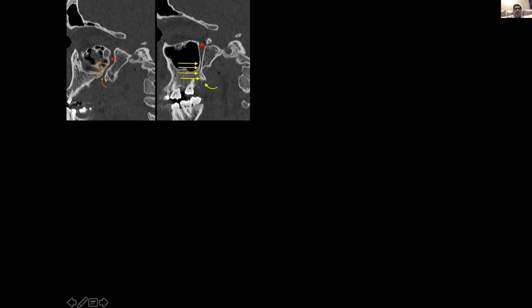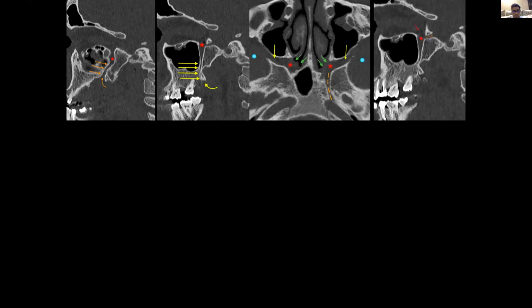The lesser palatine nerves are a little laterally placed. You are seeing the antrum of the maxillary sinus, and this thin one, which is laterally placed to the greater palatine, is the lesser palatine foramen. And the lesser palatine nerves are multiple in number. You can have 2 or 3 foramina as well.